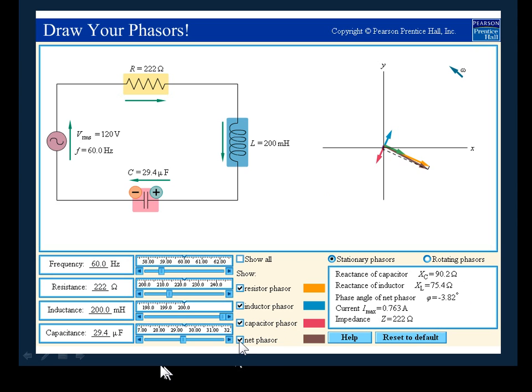So let me put the net phasor back there, go back to a value where there is no resonance, and you can see that the voltage phasor has an angle with the current, and this angle is of course the phase angle we compute using the cosine phi equals R divided by Z relation. And if I increase the capacitance, I go closer to the resonance condition, and the phase angle simultaneously becomes equal to 0.